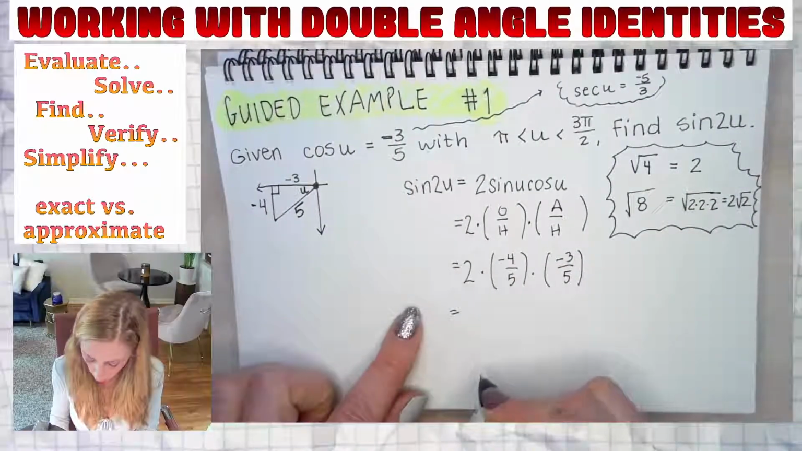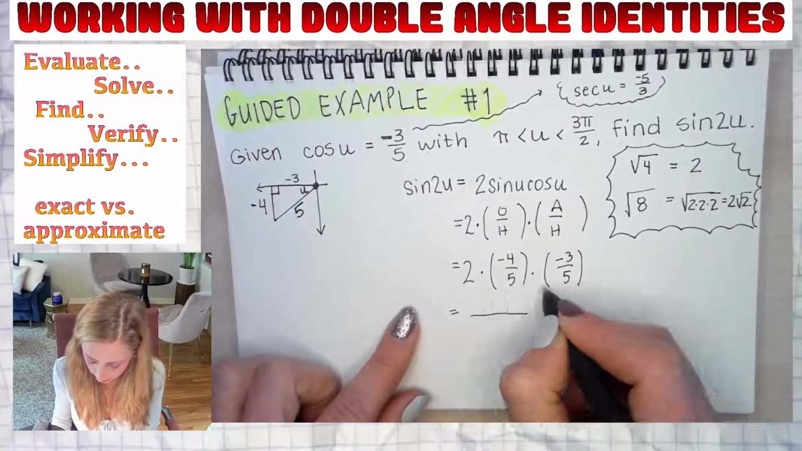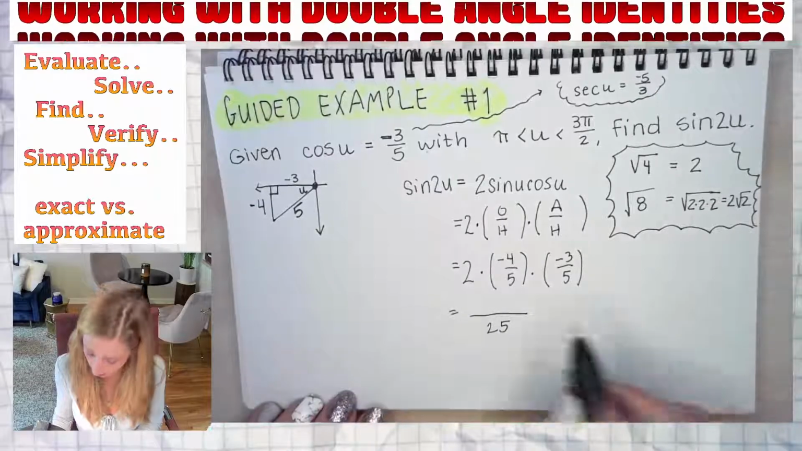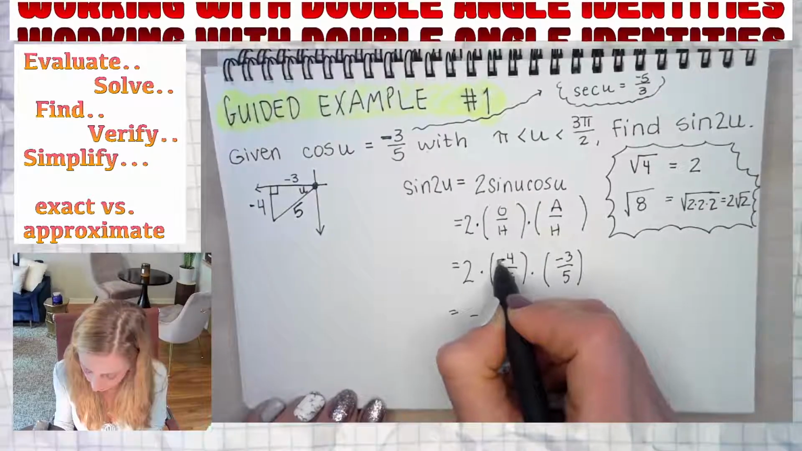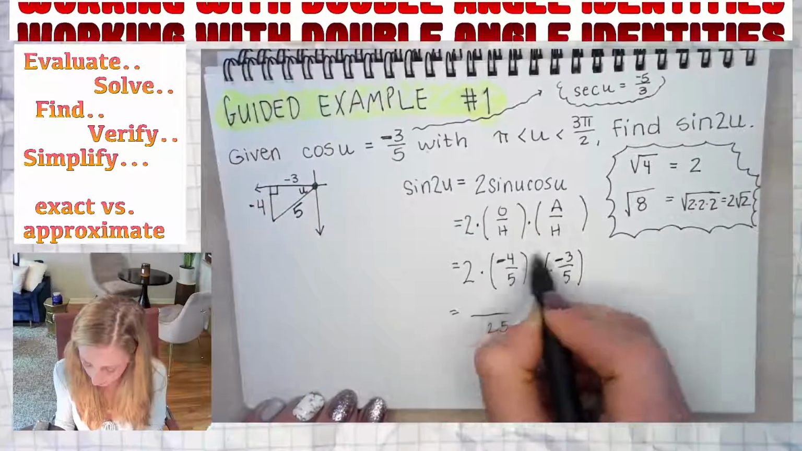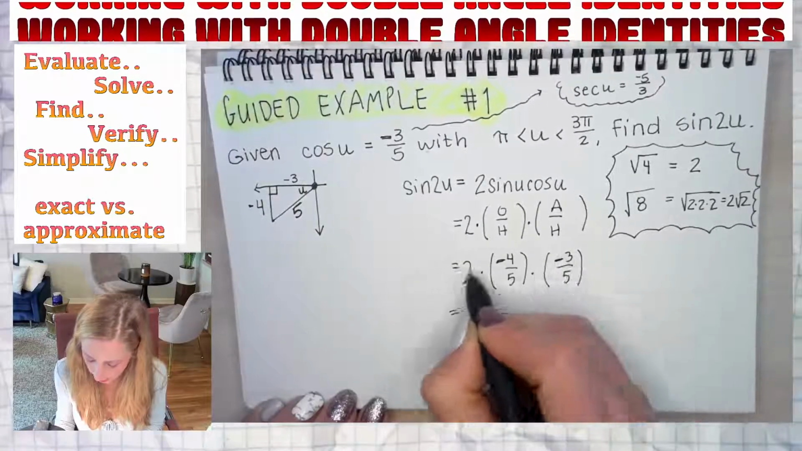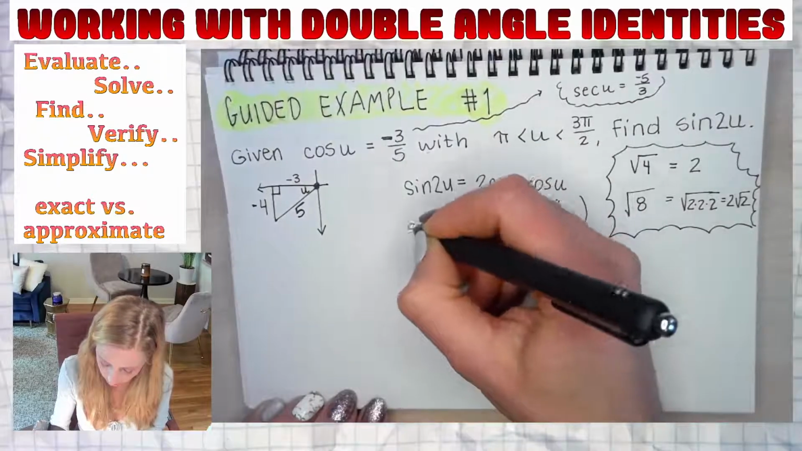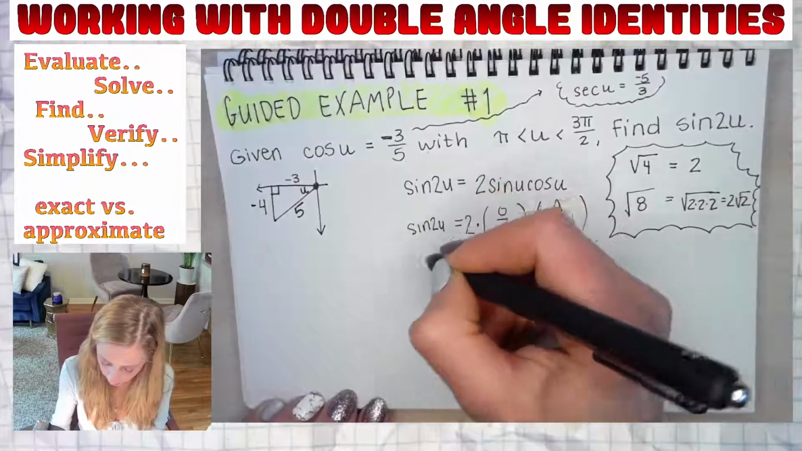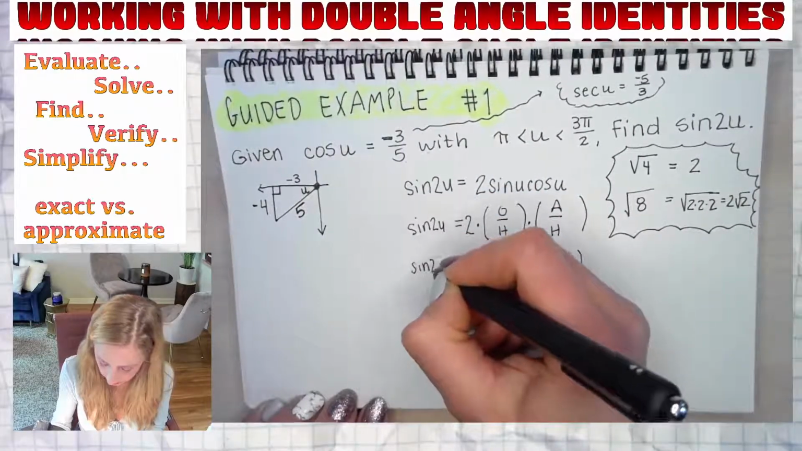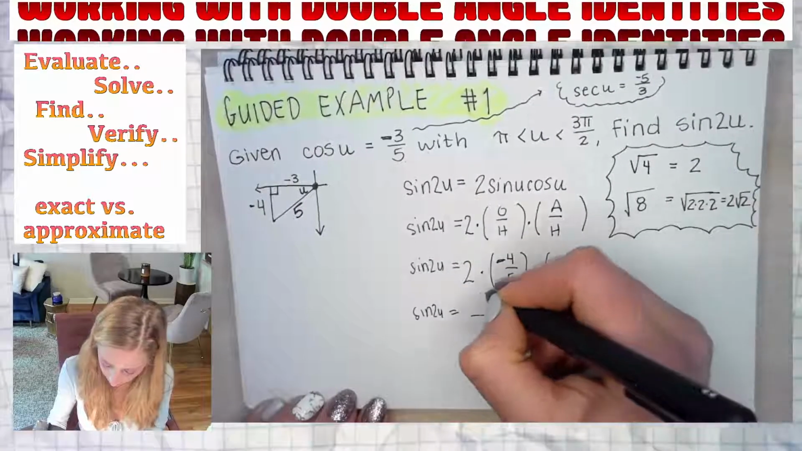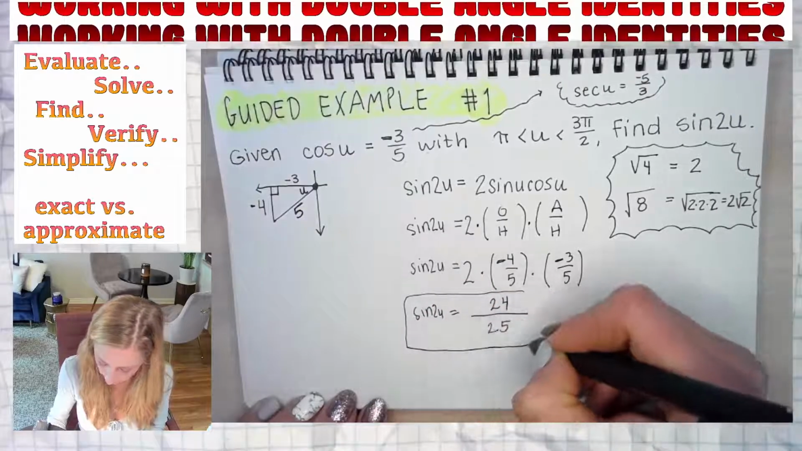2 is really over a 1. 5 times 5, my only denominators I have to really worry about multiplying is 25. And then, careful with the signs, negative times negative is positive. 4 and 3 is 12 times 2, 24. Final answer. So could I have written sine 2u every step of the way? Absolutely. I'm just filling it in after the fact, sine 2u, so that my final answer is a full thought.